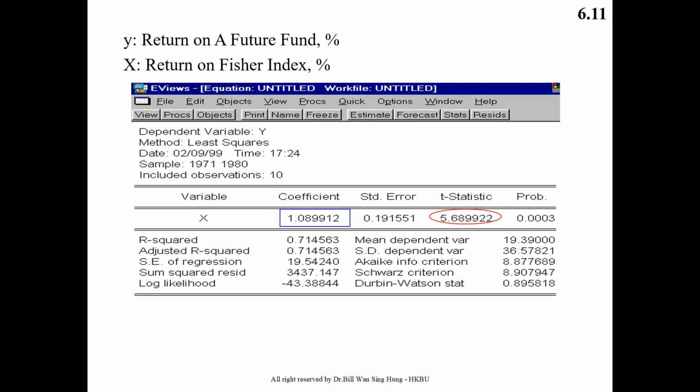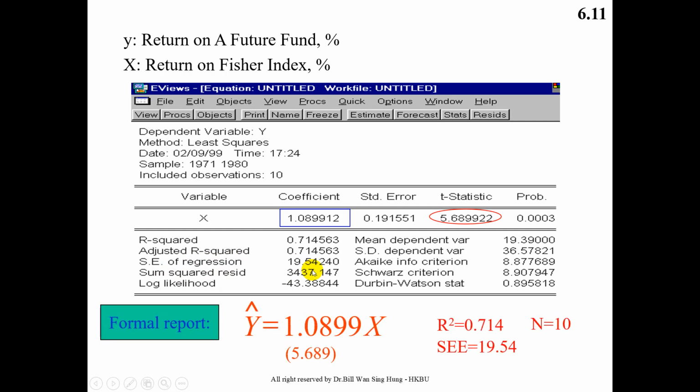Here is the computer output. Y is the return on a futures fund in percent. The independent variable is return on the Fisher index. The method is least squares. Total number of observations is 10. Without intercept, the coefficient of the model is 1.08, and it is significant. These are the R squared and adjusted R squared, standard error of regression, sum of squared residuals, and so on.